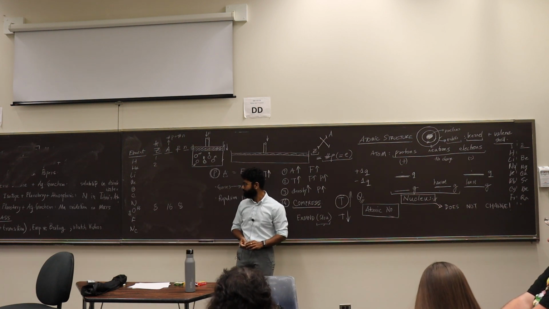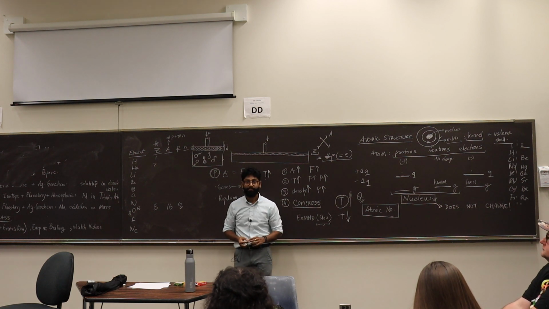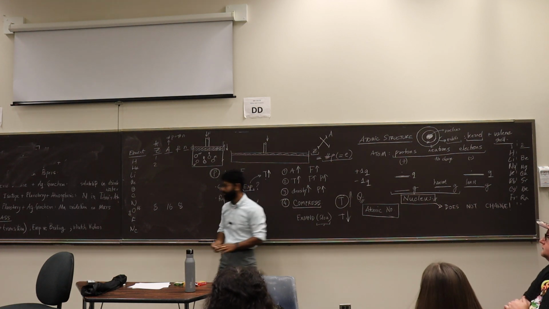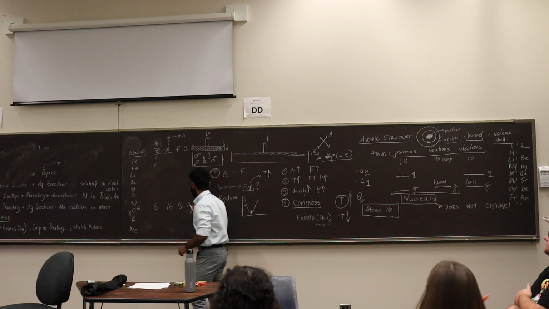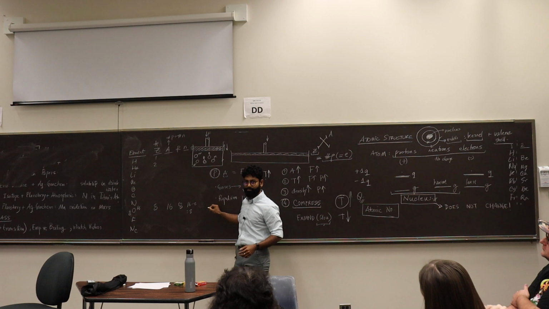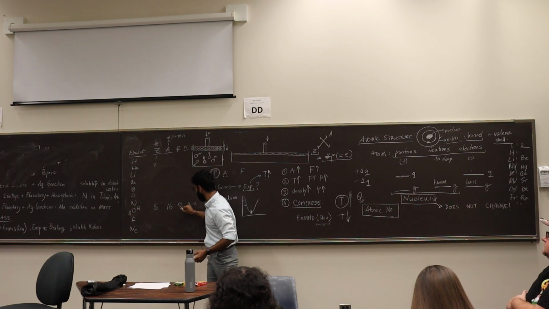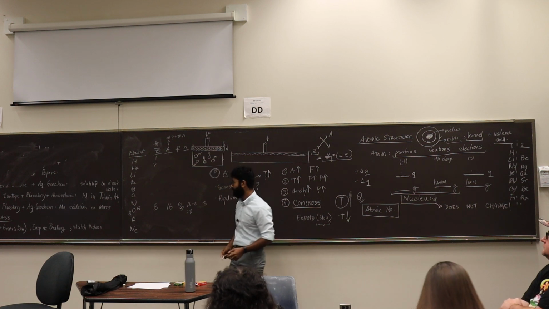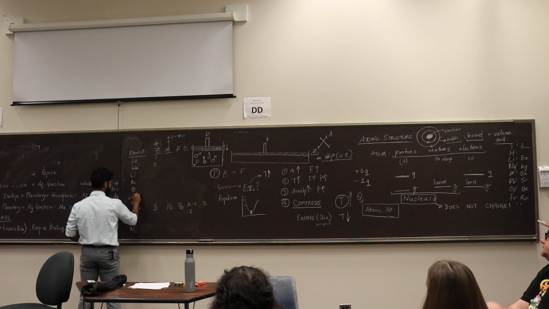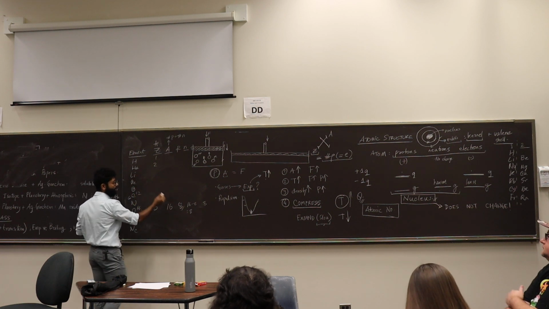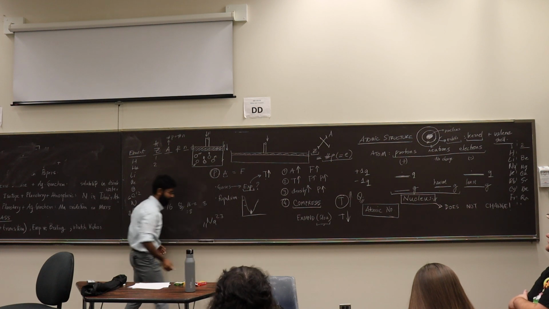What's the number of neutrons? 16 minus 8, which is 8. And what's the number of electrons? 8, because it's just the number of protons. Okay? 6, 12, same thing. Now, do it for 11, 23.